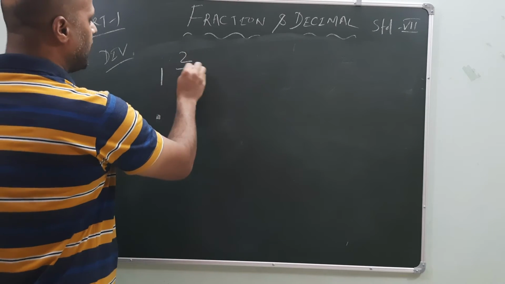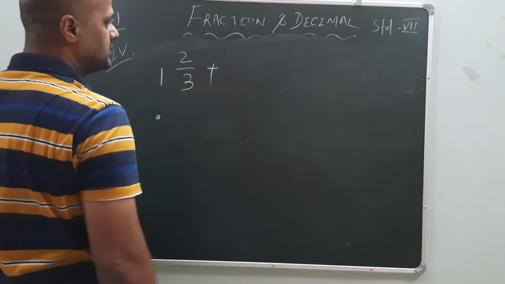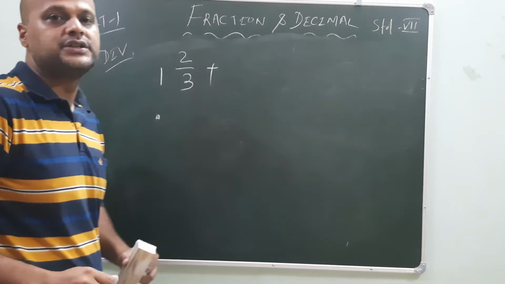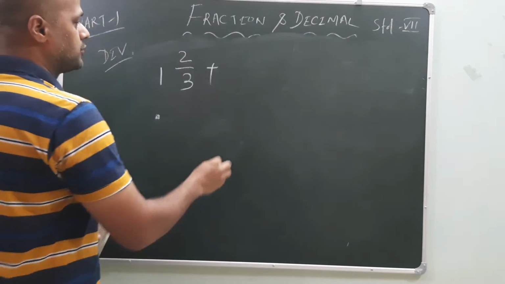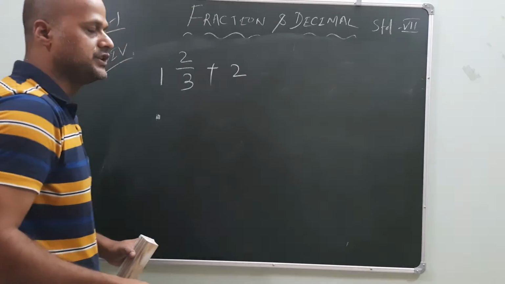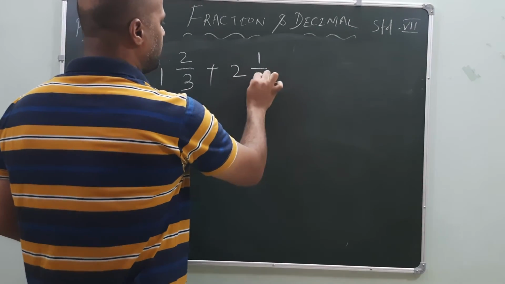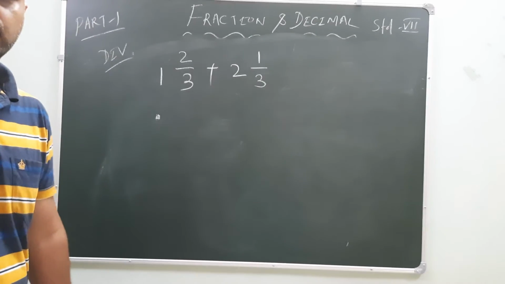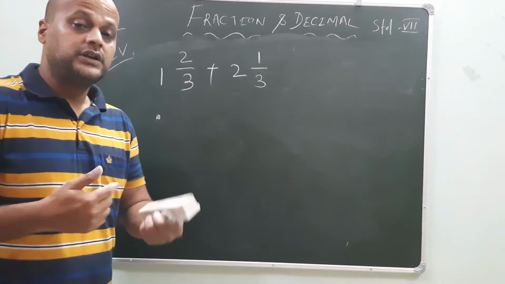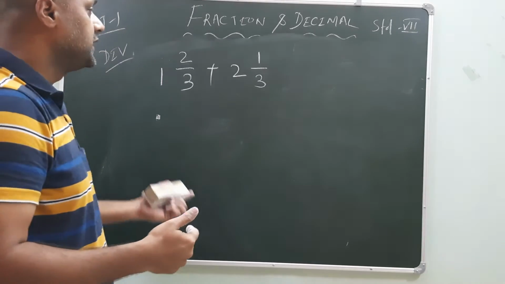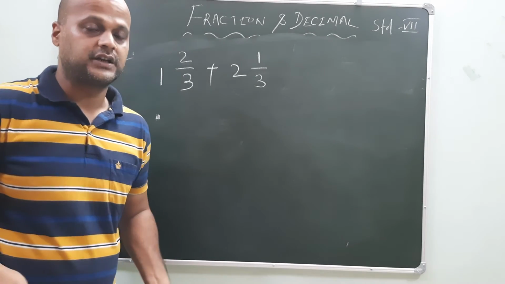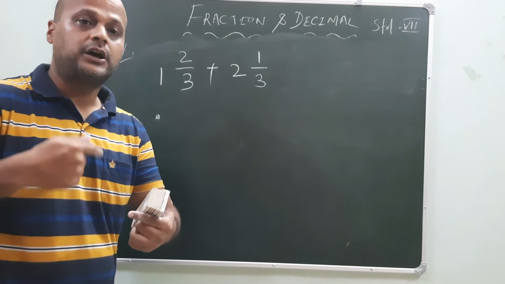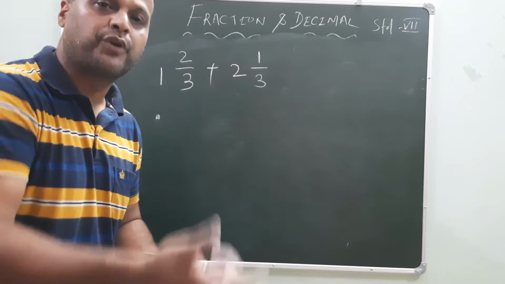If you understand the mixed fraction, then automatically you can understand improper fractions. So what is that? 1 whole of 2 by 3 plus, same denominator I am taking so that it will be easy for us to solve quickly and you can understand easily, 2 whole of 1 by 3. These two are the two mixed fractions. What is the rule? If mixed fractions are added with each other like this, then we have to convert the mixed fraction into an improper fraction.